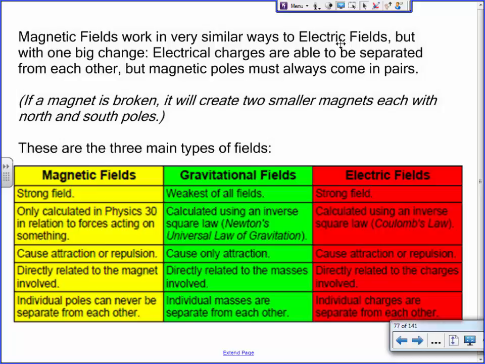Magnetic fields are similar to electric fields, but the big difference is magnetic poles always come in pairs. Let me read through the three types of fields you need to know about, because these are the three. We're not holding out on you. This is it. So, you've got your magnetic fields.